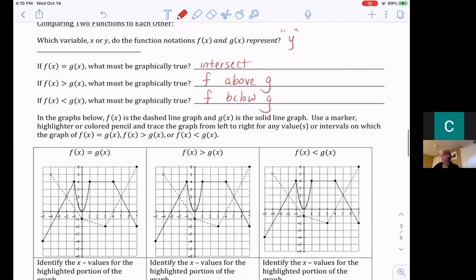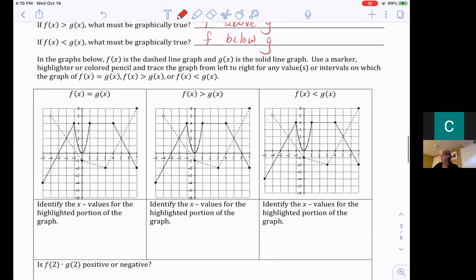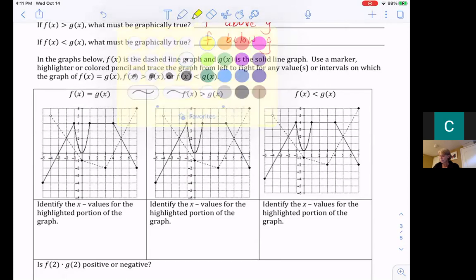Now using these graphs below, let's see what we're doing here. We're going to use a marker or a highlighter. We're going to trace along the graph from right to left and then describe the intervals on which f of x equals g of x, f of x is greater than g of x, or f of x is less than g of x. So I think yellow would be the easiest.